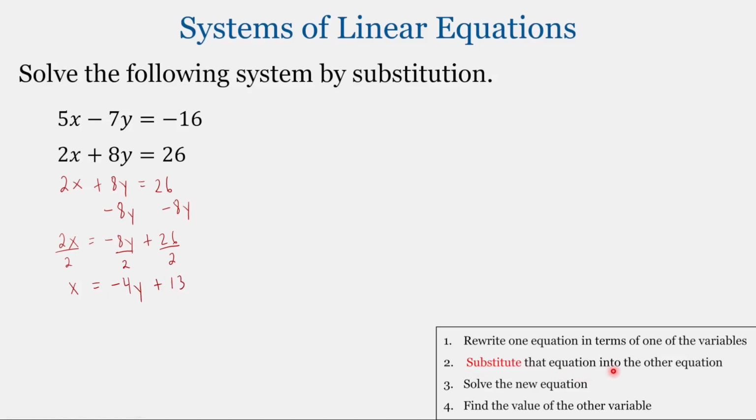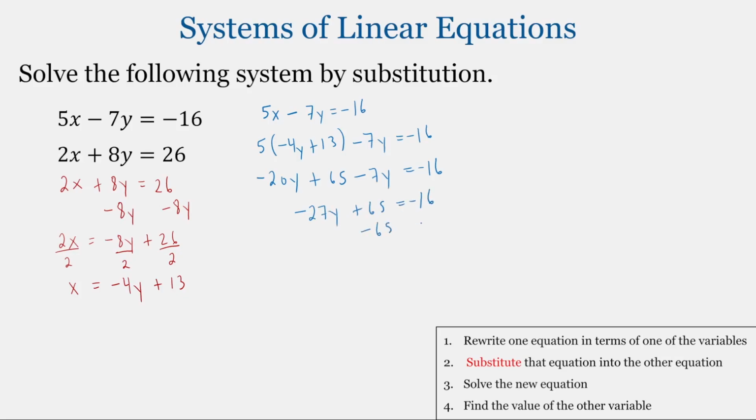So now we're going to substitute that equation into the other equation. So this is 5x minus 7y equal to negative 16. So where there's an x, we're going to substitute negative 4y plus 13, minus 7y equal to negative 16. This is negative 20y plus 65 minus 7y equal to negative 16. Combining like terms, we get negative 27y plus 65 equal to negative 16.